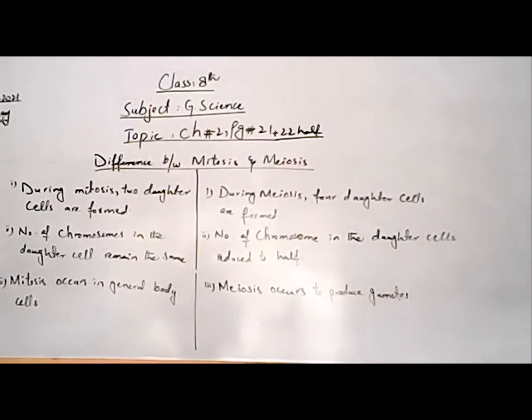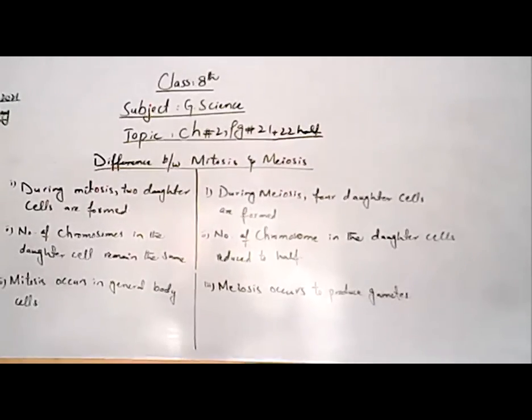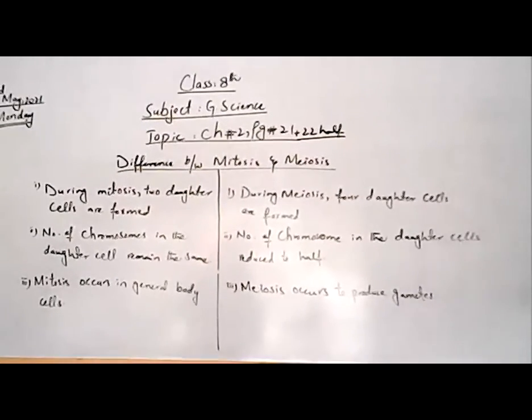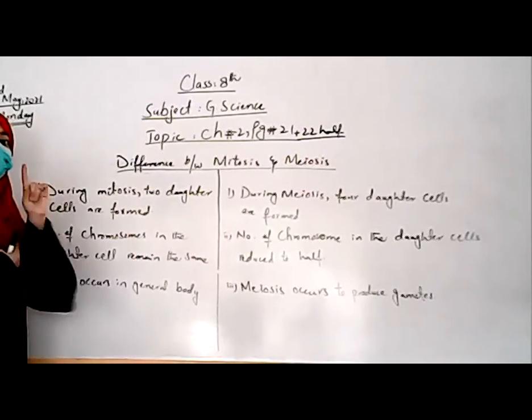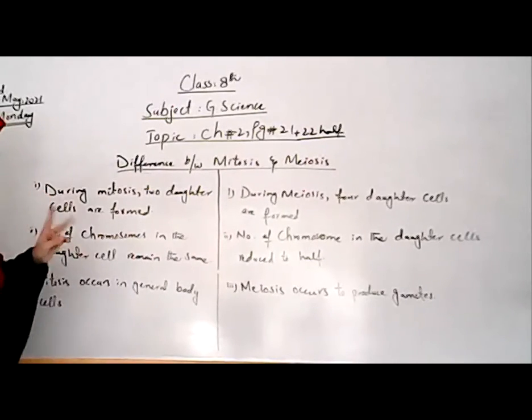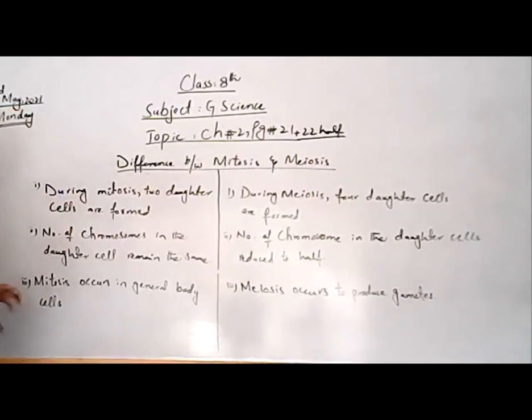Okay, the next topic is the difference between mitosis and meiosis. We can also say, comparison between mitosis and meiosis. This topic is on page number 22. The first is that during mitosis, a parent cell is divided and forms 2 daughter cells. Okay, one parent cell divides and forms 2 daughter cells.